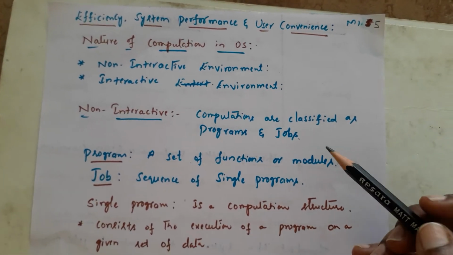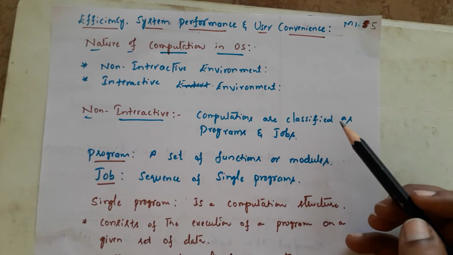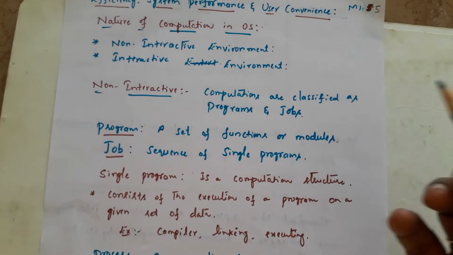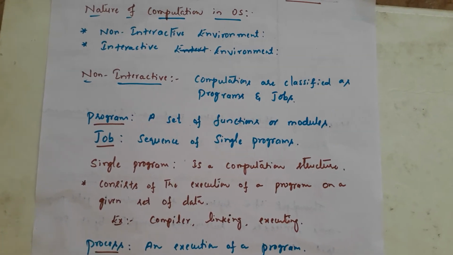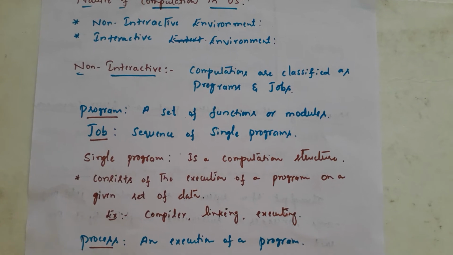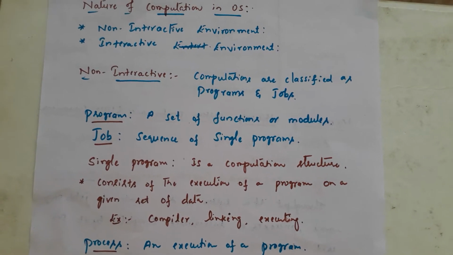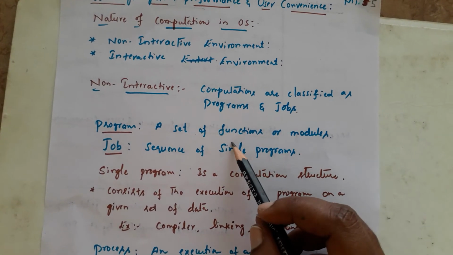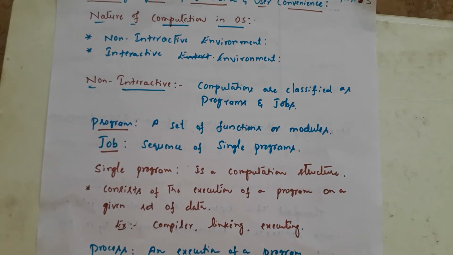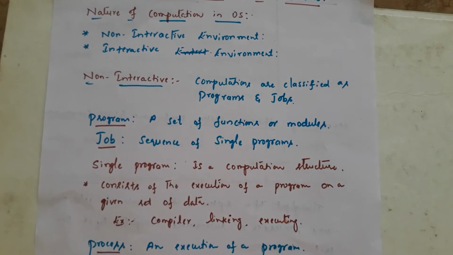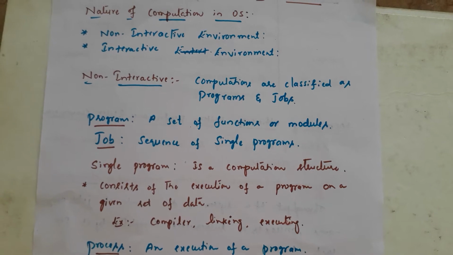Now you can see that in non-interactive, the computations can be classified as programs and jobs. So we know what a program is. A program is nothing but a set of instructions to perform a particular task, right? So a set of instructions, you can say a set of functions or a set of modules. Whereas a job is nothing but a sequence of single programs, we say.